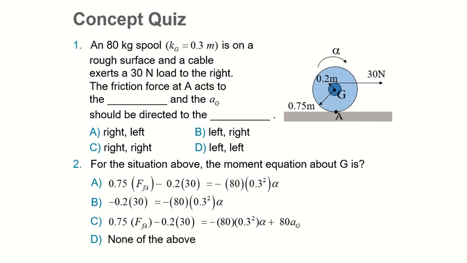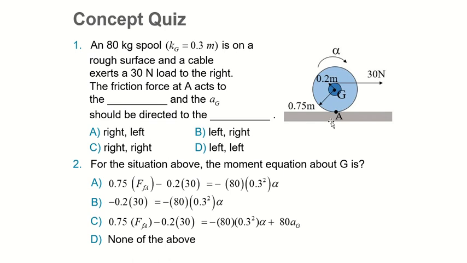The concept quiz is going to be like, here we have an 80 kilogram spool. Your radius of gyration is 0.3, rotating anyway. It's on a rough surface and the cable is on rough, so there's friction, and a cable exerts a pull, just like a rope. So 38 Newtons is going to pull this load to the right of that diagram. The frictional force you have to determine, that's going to be right here, because friction is always subject to your normal force. So your N, what direction is it going, you have to find out.